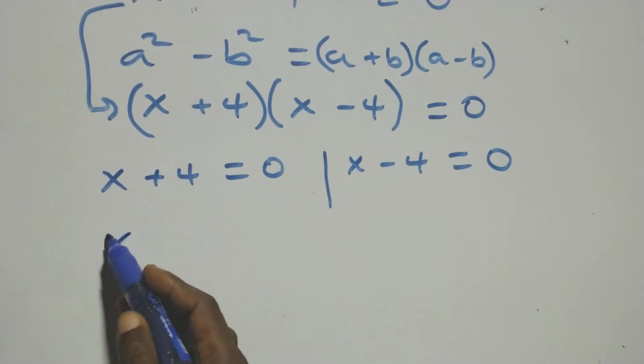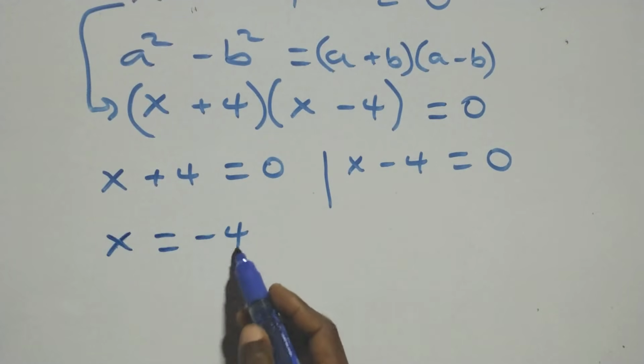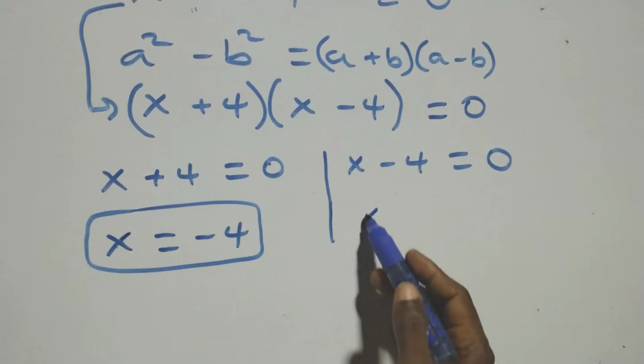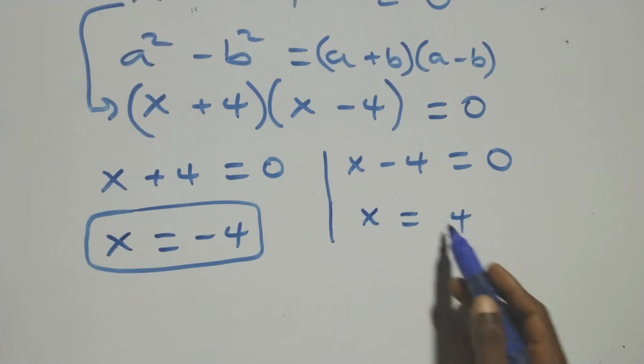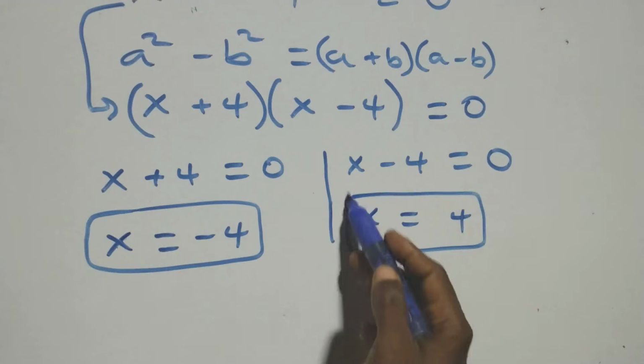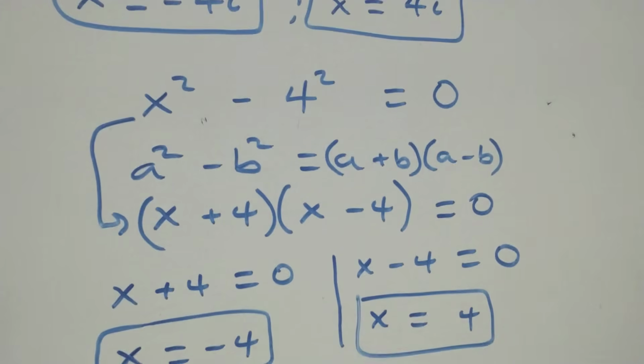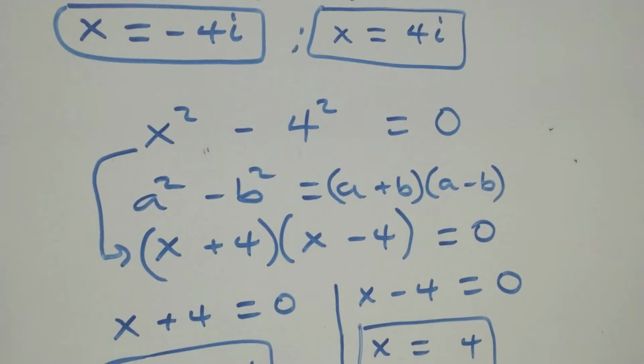Solving here, this gives us x equals to minus 4, which is a real solution here. Here we have x equals to 4, which is also a real solution here. That is, we have two real solutions and also two complex solutions, making 4 solutions together.